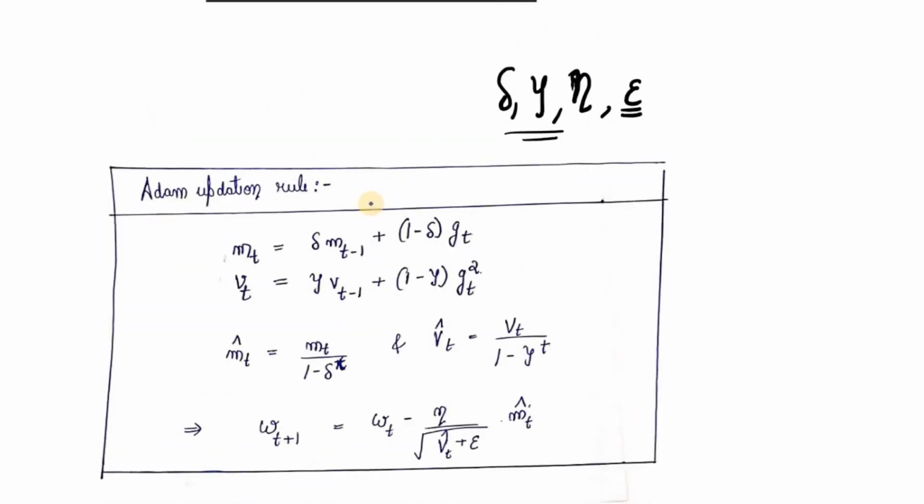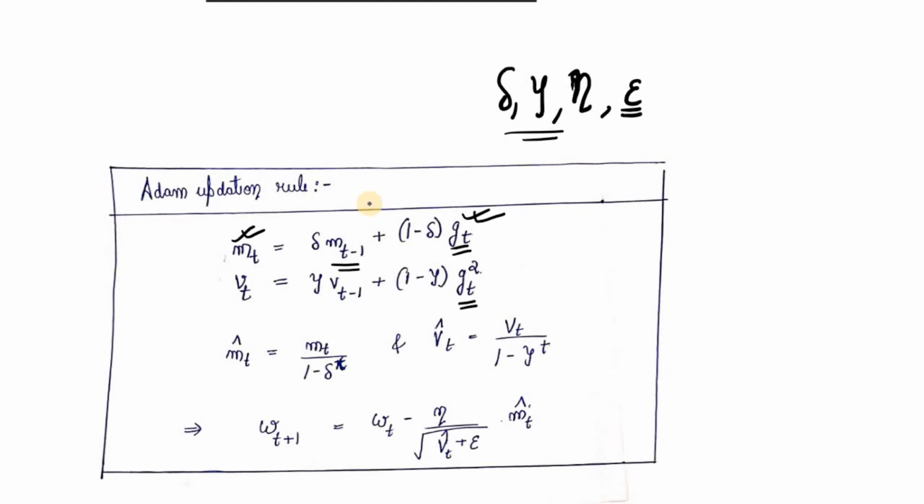So this is the updation rule. We start with some m t minus 1, multiply it with delta, and we get a term like mt. It is very much a term which is dependent on gt. So this is mt, and this is a term which is dependent on gt. What it is exactly, we will come to know once we start solving.